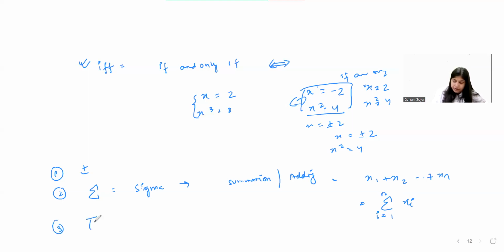Similarly, we have capital Pi. Not small pi, but capital Pi. Okay. Which is used for product. This means product. So x1 into x2 into x3 into xn can be written as again Pi, i is equal to 1 to n, xi.